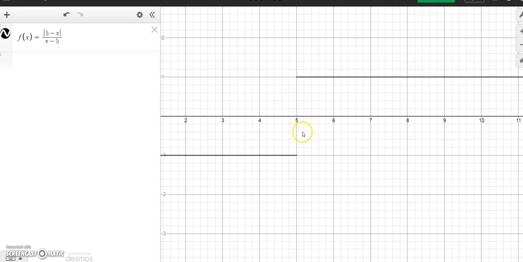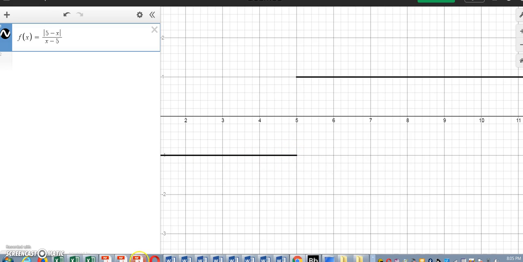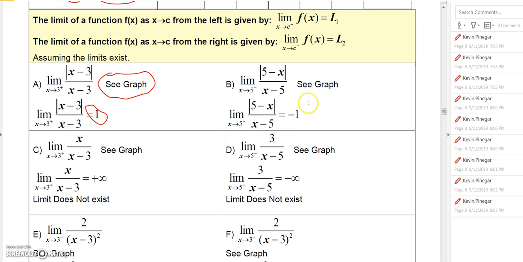Okay, so here's this function and here's 5, and we want to know what happens if we approach 5 from the left. So that would mean we would be coming in along this line, and so as we approach 5 from the left, we would get negative 1. So the limit would be negative 1 there. So that's how I got the negative 1.